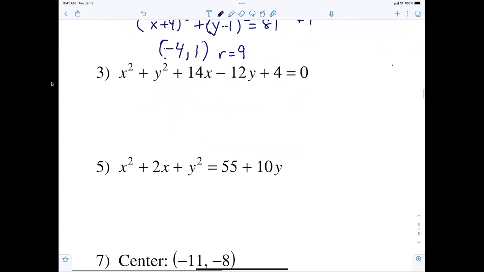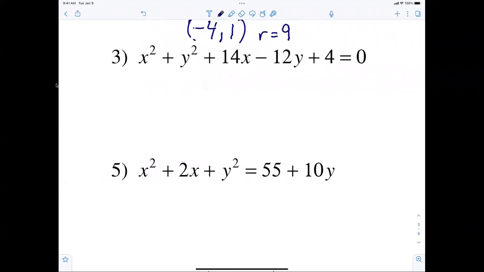So let's everybody knock out 3. And if you can do number 3, then I feel like you are in good shape. Let me pause real quick. Let's go ahead and see what you're doing now. Again, it is a process, guys. It's just not a hard process. All right, completing the square.